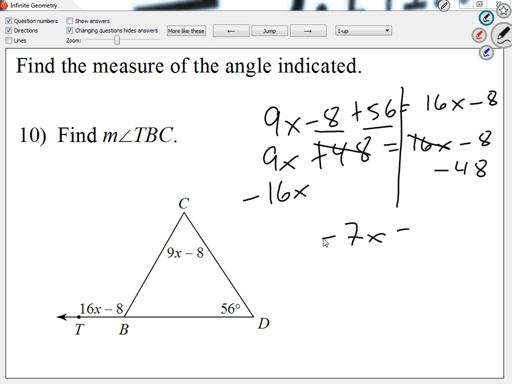Alright guys, let's keep on paying attention. How much is negative 8 minus 48? Negative 56. If negative 7x equals negative 56, what's x? 8.